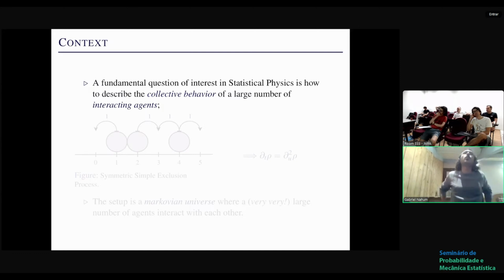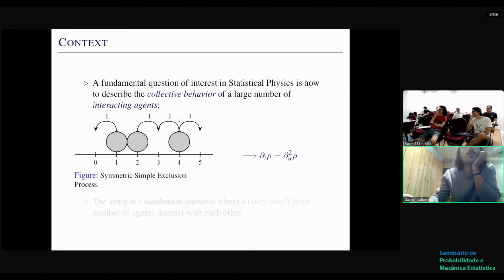The fundamental question in statistical physics is to describe the collective behavior of a very large number of interacting agents. Underlying this collective behavior, there's a dynamics. I'm going to focus on exclusion symmetric one-dimensional processes in a discrete finite lattice. So let me just fix the context with an example.